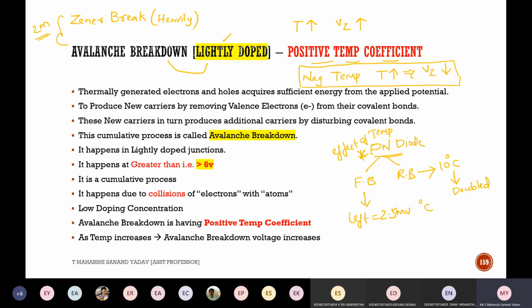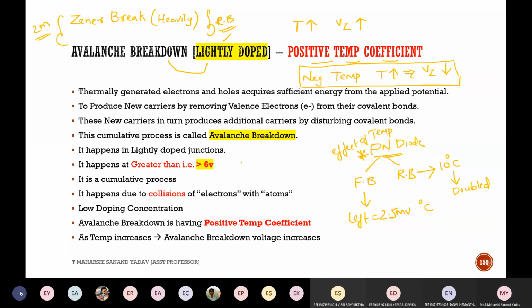Here, thermally generated electrons and holes acquire sufficient energy from the applied voltage. So will it work under forward bias or reverse bias? When do we get these two breakdowns? Reverse bias. Yes. Under reverse bias only we get these two breakdowns. They produce new carriers by removing valence electrons from their covalent bonds, and these new carriers in turn produce additional carriers by disturbing covalent bonds.